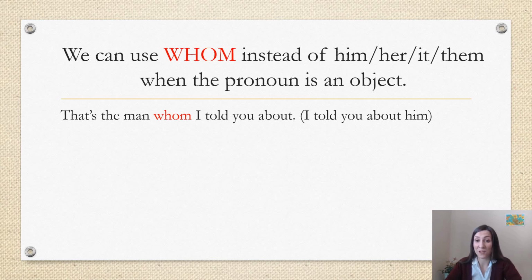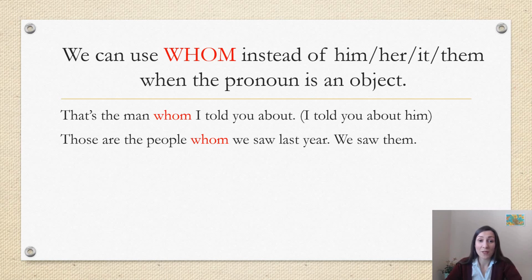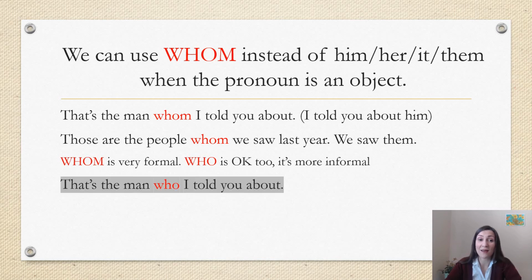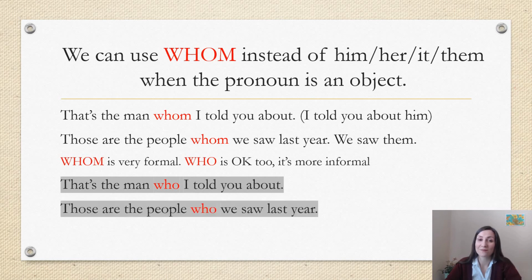I am the subject. Those are the people whom we saw last year. We saw them. We are the subject. They are the object. So those are the people whom we saw last year. But whom is very formal. Who is okay too. It's just more informal, but you can use who instead and say, that's the man who I told you about. Those are the people who we saw last year.